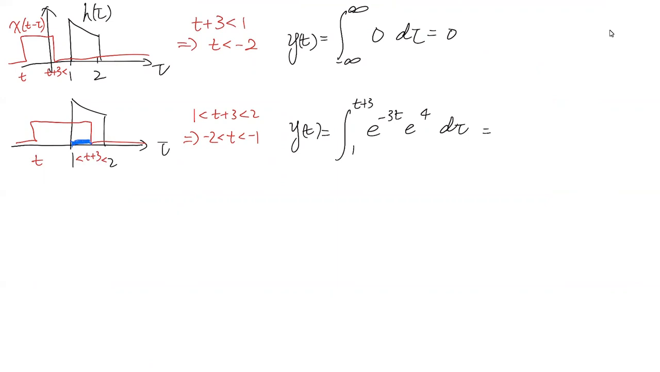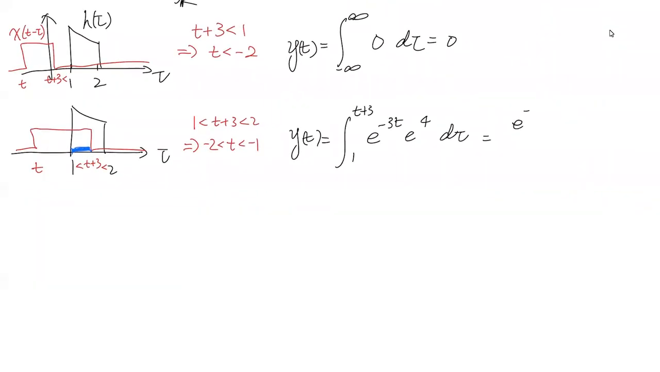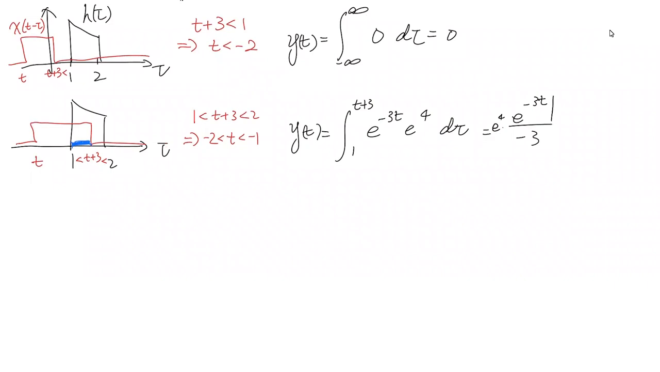So we get, and this is a constant, we can take it out. And this is integration with respect to an exponential function, right? Apply the chain rule, you will obtain e to the negative 3t. You pull down this 3. That's applying the chain rule, and then you have e to the 4 in the front. It's not involved in the integration, and here the range is from 1 to t plus 3. Right?